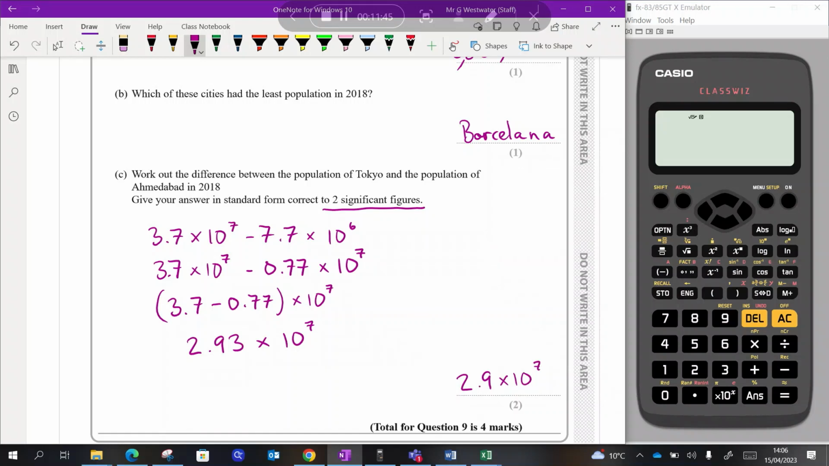Okay, but you could have just used a calculator. You could have said 3.7 times 10 to the power of 7 minus 7.7 times 10 to the power of 6 is 29,300,000, and interpreted that in standard form. All right?